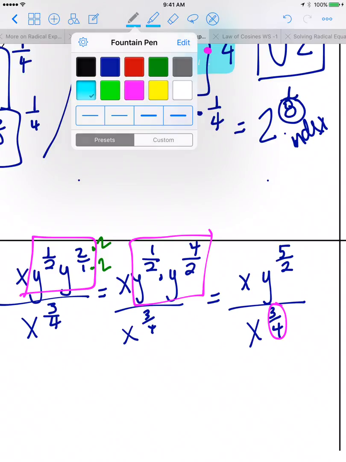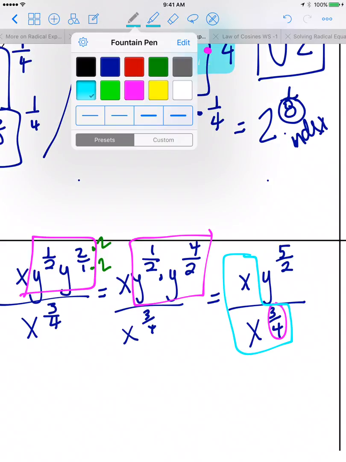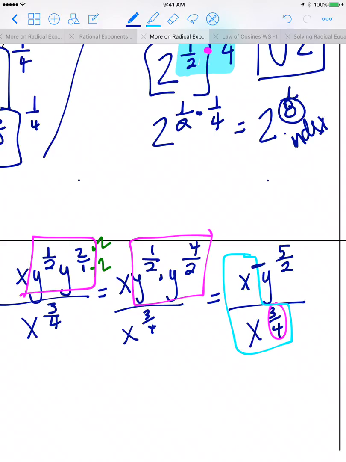But we also have an x in the numerator. So if we wanted to, because these are the same bases, we can take this and subtract the exponents. So if I need my numerator to have a common denominator, I would want it to be fourths because my denominator has fourths.